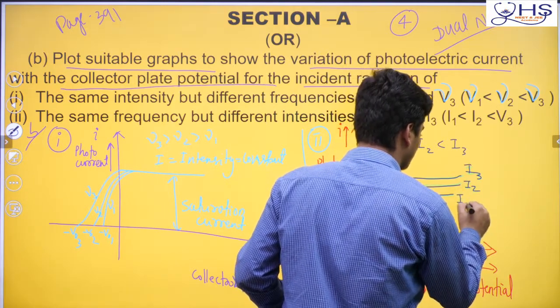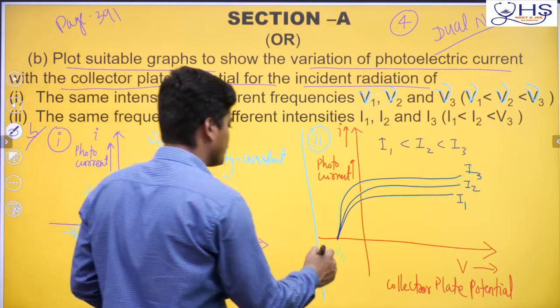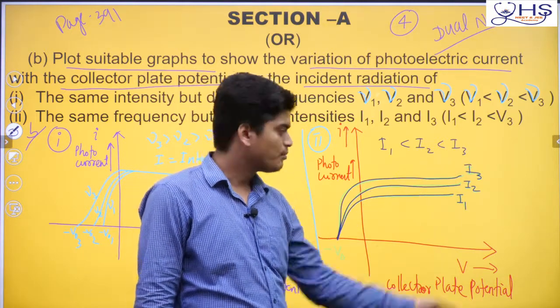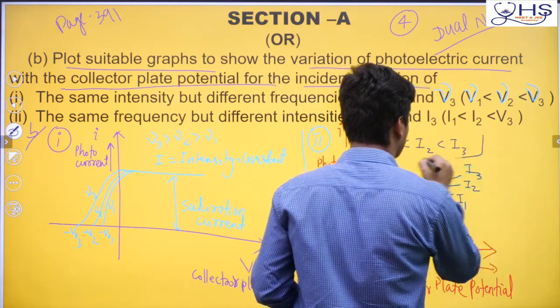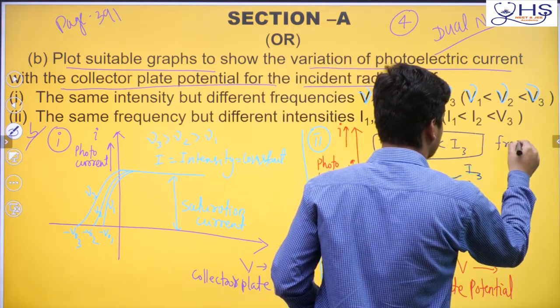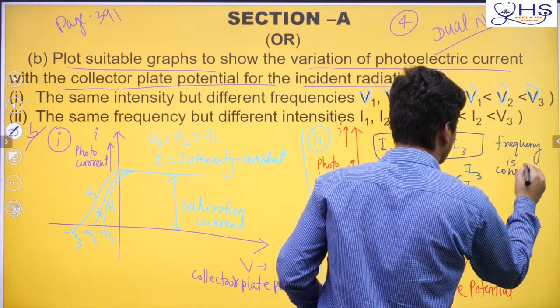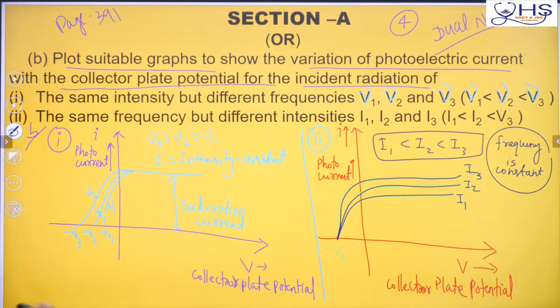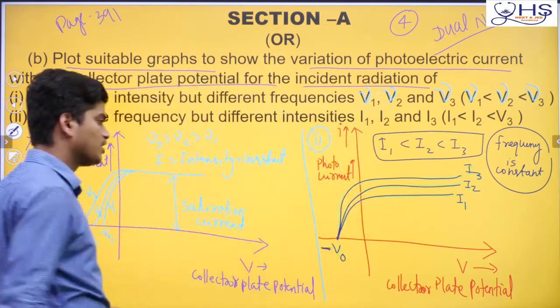Okay, now no need to explain anything, just write this. You can write V naught is stopping potential, and from this graph you can understand that stopping potential does not depend on intensity. For different intensity, one stopping potential. Why? Because your frequency is constant here. So write here, frequency is constant. Different intensity but frequency constant means stopping potential is the same. So for all the graphs the stopping potential is the same. Whether you take 3, 4, 5 or 1, 2, whatever you take, the potential will be the same.